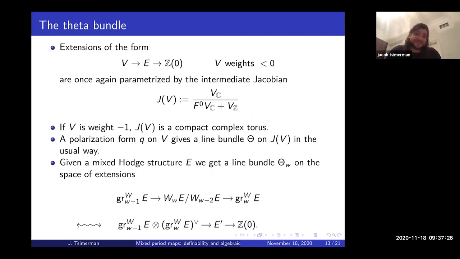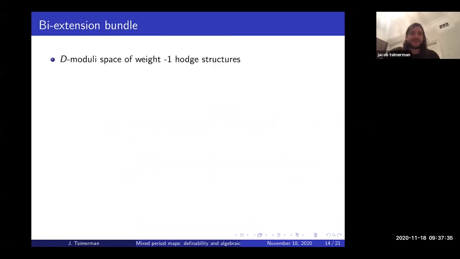In a sense, it's actually extremely explicit, because your polarization form gives you an explicit cocycle you can use to get this line bundle. But here is another way to think about it, in terms of the biextension bundle. Let me describe what that is. This is studied by Prostine and Brosnan, perhaps earlier as well.